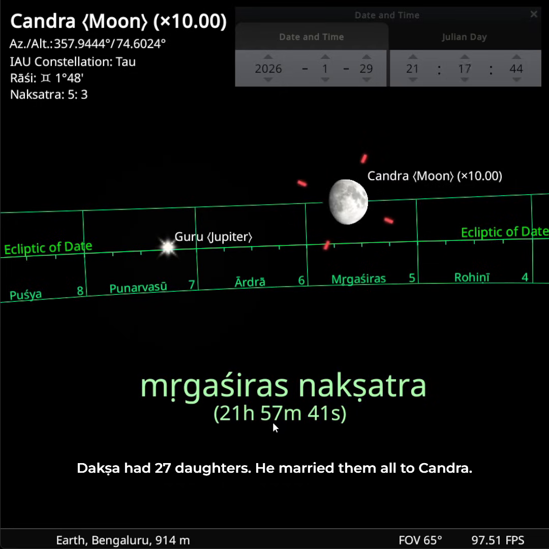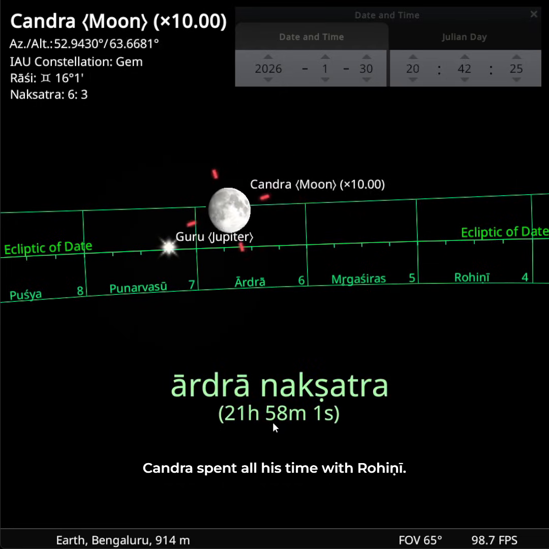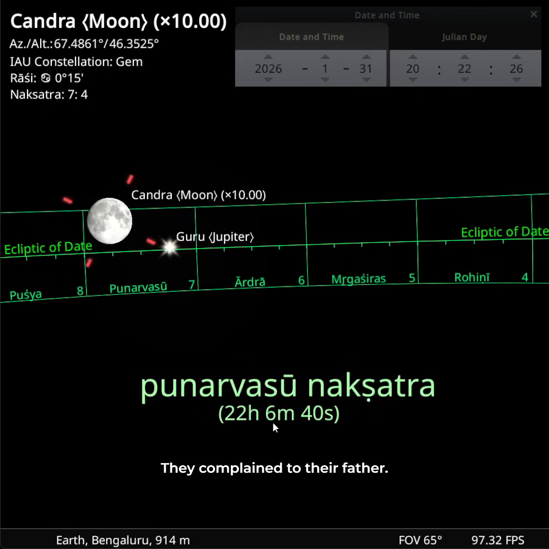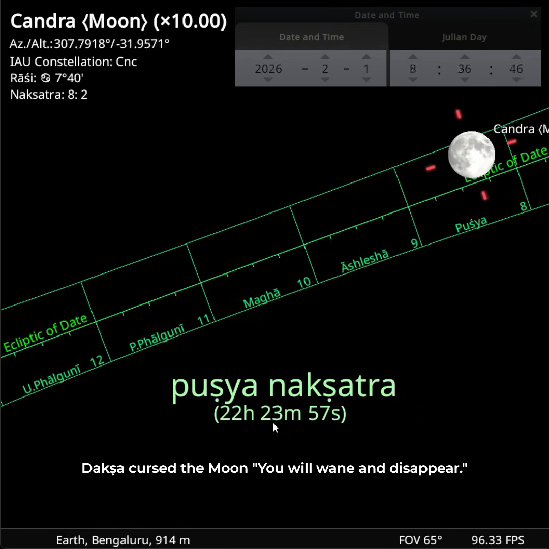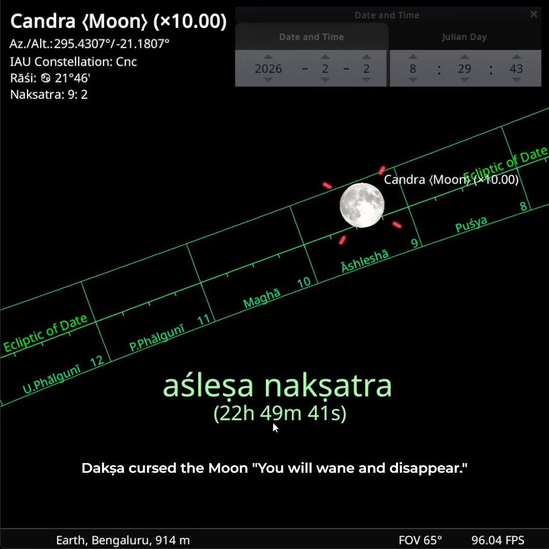Daksha had 27 daughters. He married them all to Chandra. Chandra spent all his time with Rohini. The other daughters got angry. They complained to their father. And Daksha cursed the moon, saying, "You will wane, your brightness will disappear and you will just disappear."